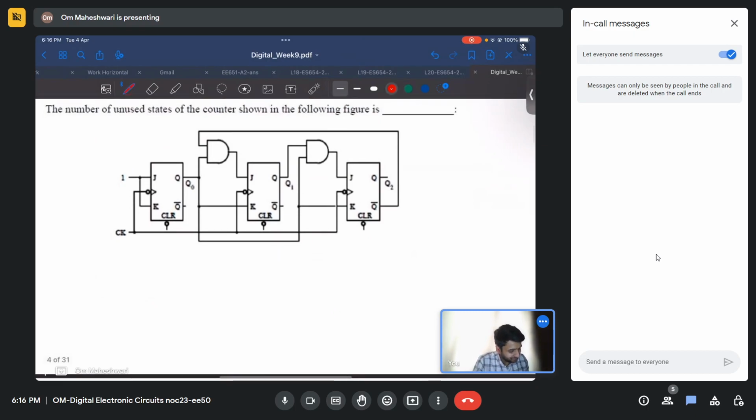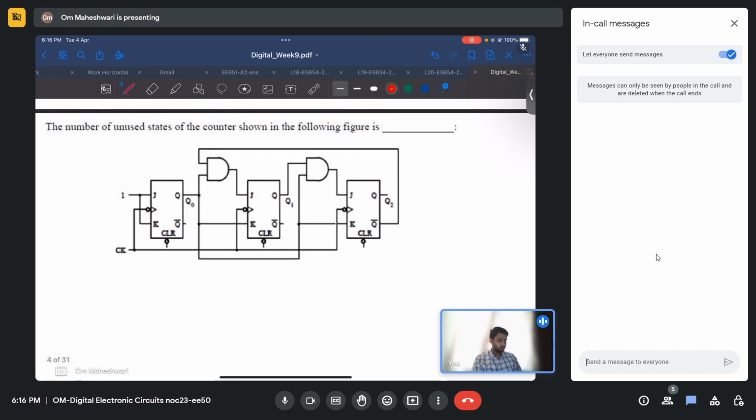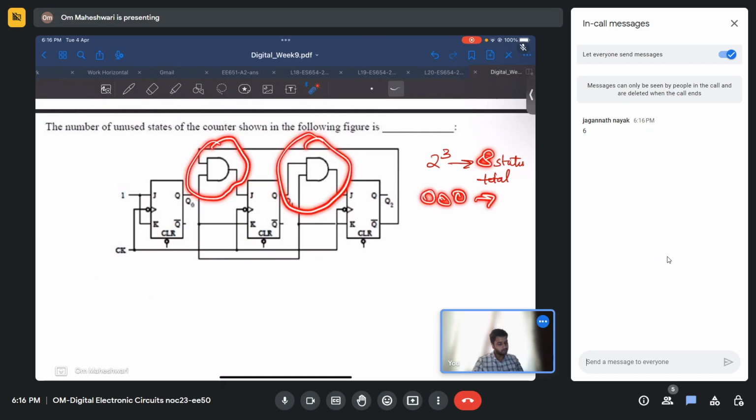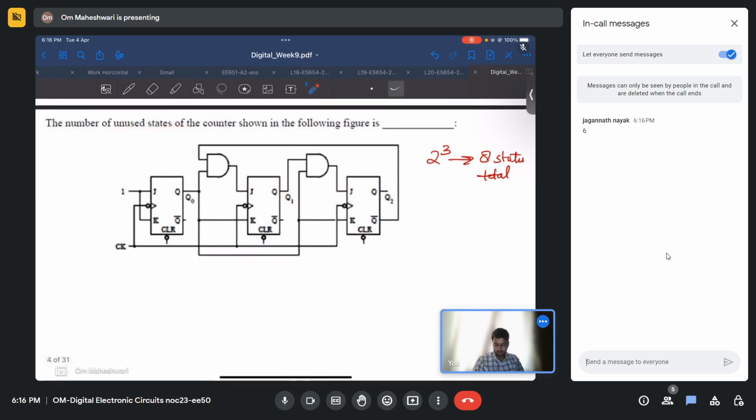Okay, so the next question is: the number of unused states in the counter shown in the following figure is. So how many maximum states can a counter have? If it has 3 flip-flops, it can have 2 to the power 3 states, right? It is 8 states total. But due to this combinational circuit, it may not go through all these 8 states from 000 to 111. So we have to find which states are unused, which states it never visits.